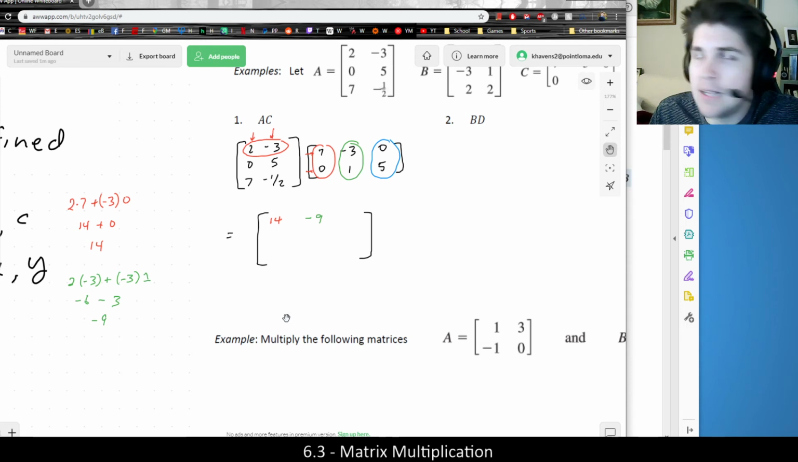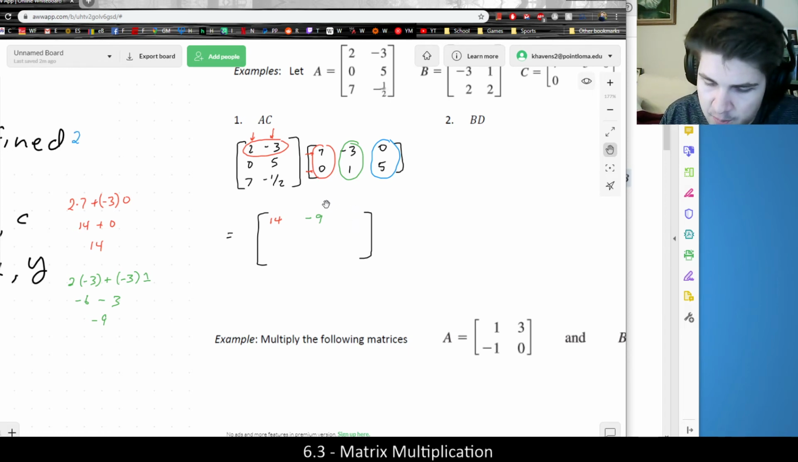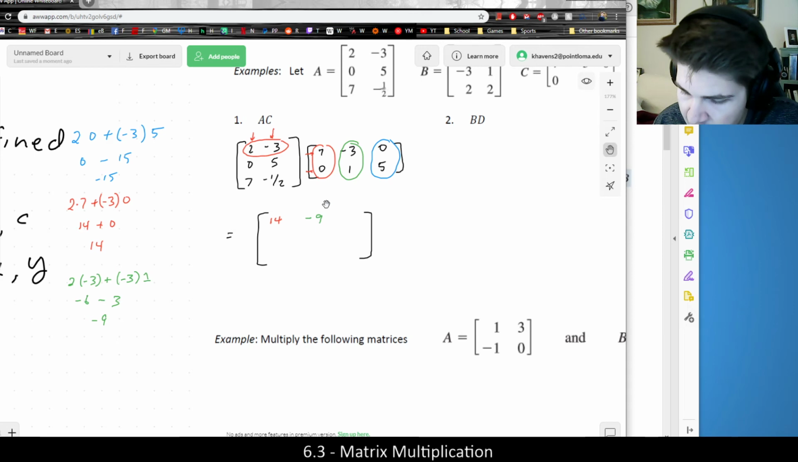Anyways, let's go ahead and finish this product of matrix A times C. Basically now I need to do the inner product of the first row with the third column, and that would give me the first row, third column in my answer matrix. So that would be 2 times 0 plus -3 times 5, which is, of course, 0 minus 15 or -15. And that would give me the third element.